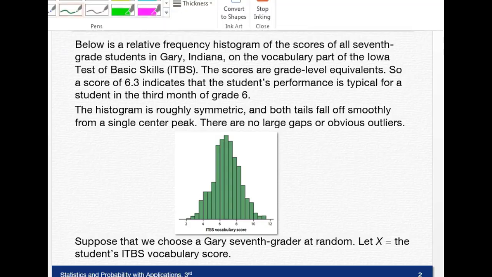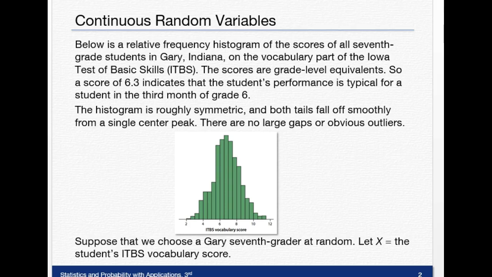Alright, so below is a relative frequency histogram of the scores of all 7th grade students in Gary, Indiana on the vocabulary part of the Iowa Test of Basic Skills. The scores are grade level equivalents, so a score of 6.3 indicates the student's performance is typical for a student in the 3rd month of grade 6. Notice the histogram is roughly symmetric, and both tails fall off smoothly from a center peak. There are no large gaps or obvious outliers. It's just really smooth all the way. There are no gaps, no breaks, everything has a value.